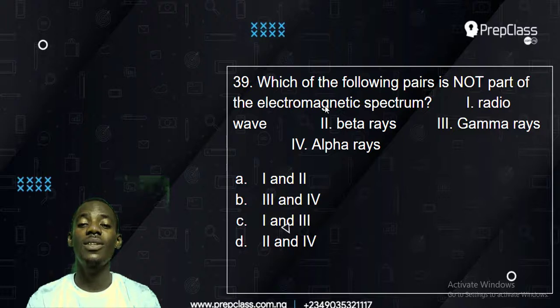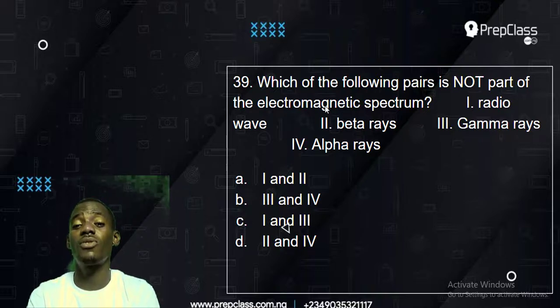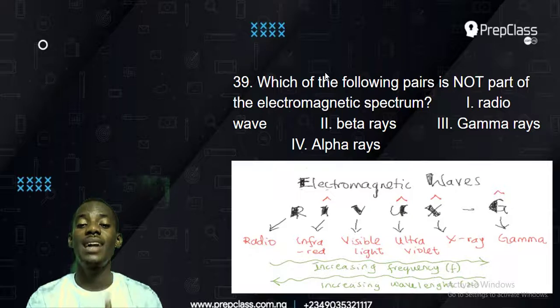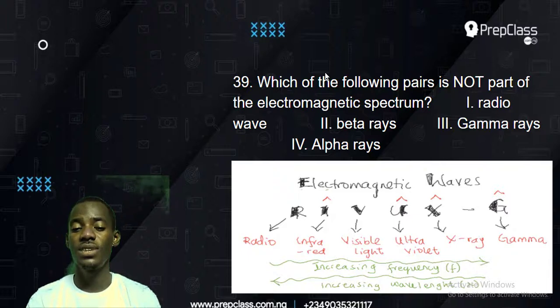Which of the following pairs is not a part of the electromagnetic spectrum? Now we have radio wave, beta ray, gamma ray, or alpha ray. Which one do you think is not part? You should know this one. This one is just the electromagnetic spectrum. It's like I'm saying electromagnetic wave. Which one is not part of the electromagnetic wave? Whenever you talk about electromagnetic waves, there's one formula to remember, and that is RIBUXG. R means radio wave, I means infrared, B means visible light, U means ultraviolet ray, X means X-ray, and G means gamma, right? Now, which one is not part of the electromagnetic wave? Is it radio wave or beta or gamma or alpha?